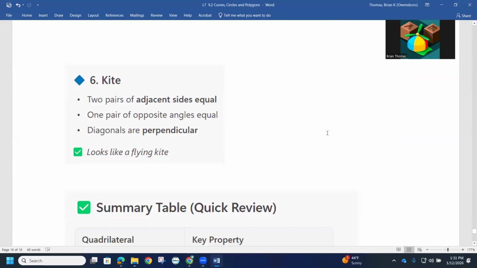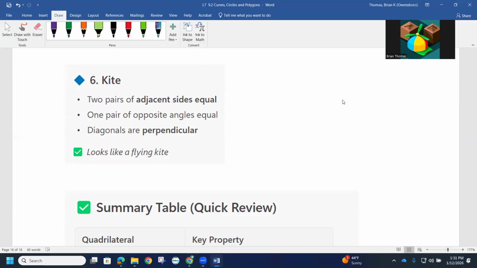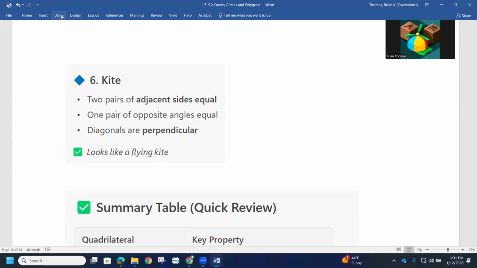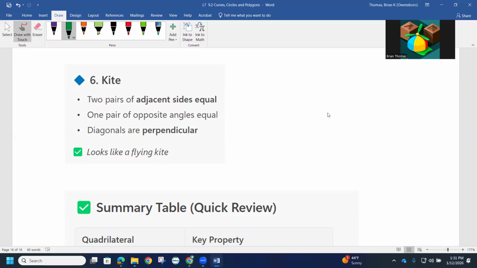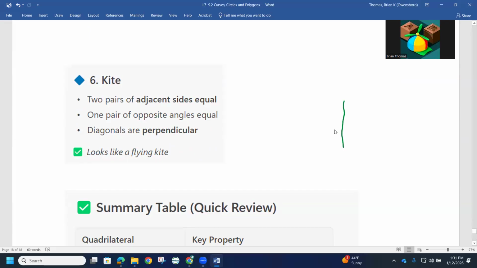A kite has two pairs of adjacent equal sides and one pair of opposite equal angles. The diagonals are perpendicular. So a kite, I draw kind of like a rhombus. When I draw a kite, the difference is when I draw this, the diagonals will not bisect each other, but they will be perpendicular. So this will be perpendicular, but notice how this diagonal or this line segment does not bisect this segment. So when I create this kite, it starts to take on the look of an old-fashioned kite.